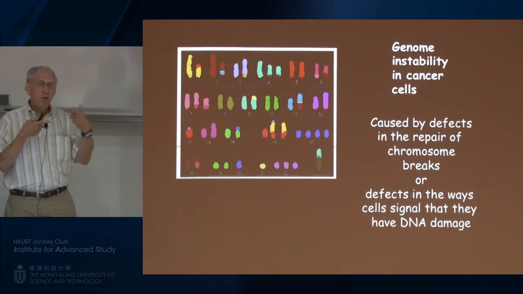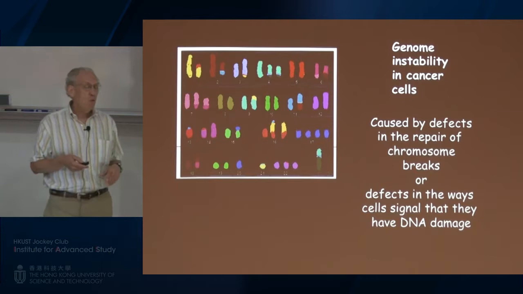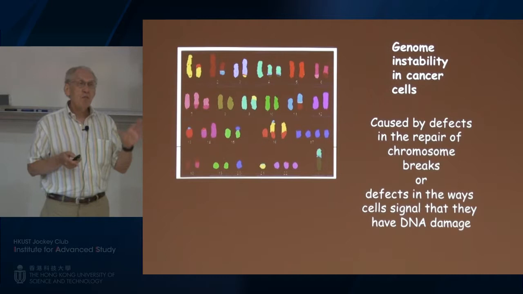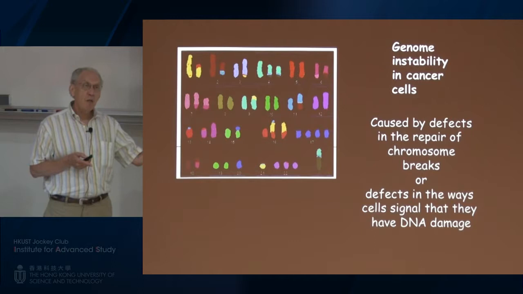But they have lost the primary and accurate ways of repairing double-strand breaks, and or they have defects in what Vic mentioned, this process of the so-called DNA damage checkpoint, which is a mechanism that senses that cells have damage and stops cells from dividing until that damage is repaired, or when that damage is not repaired, has a mechanism to eliminate those cells so that they do not continue to proliferate.